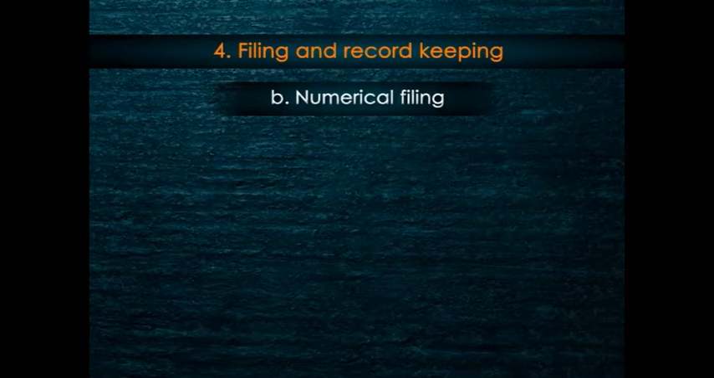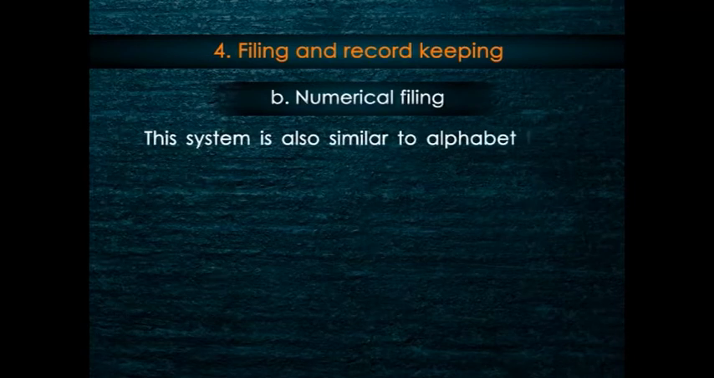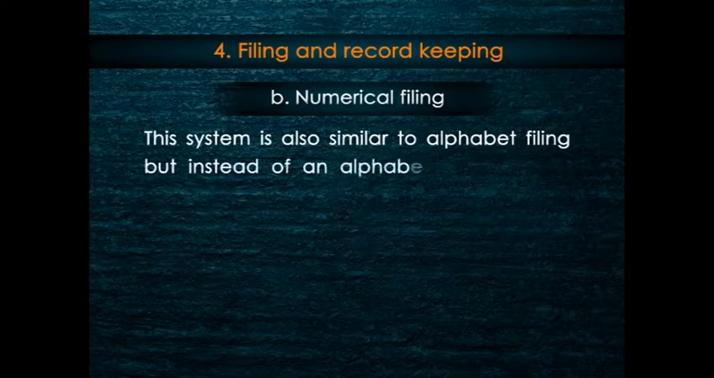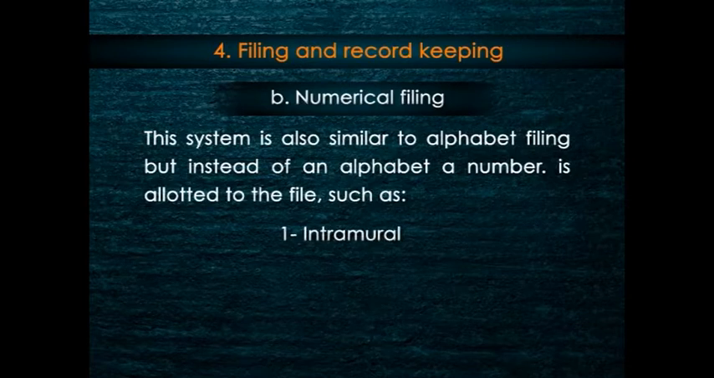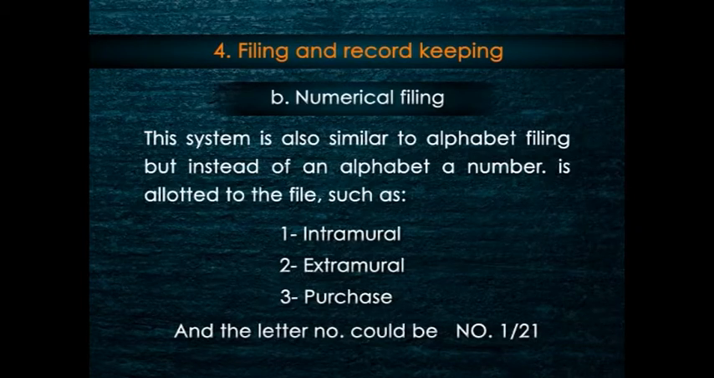B. Numerical filing. This system is similar to alphabet filing, but instead of an alphabet, a number is allotted to the file, such as 1. Intramural, 2. Extramural, 3. Purchase, and the number of the letter could be 1/21.